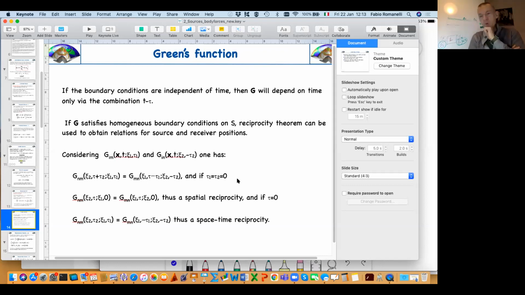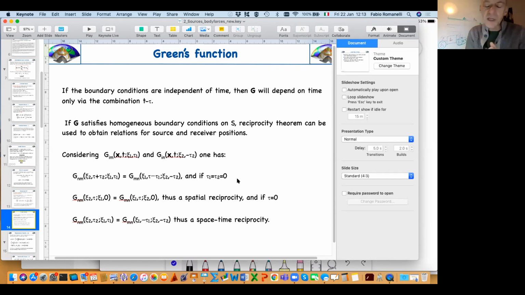Yes, if you want. What I'm trying to say is that, let's imagine that I'm making my experiment, clapping my hands here, and the microphone there. If I reverse the position of source and receiver, and time, I would get the same Green's function. It's symmetric, it's invariant in space and time, if you want. Okay? Yes, thank you again.